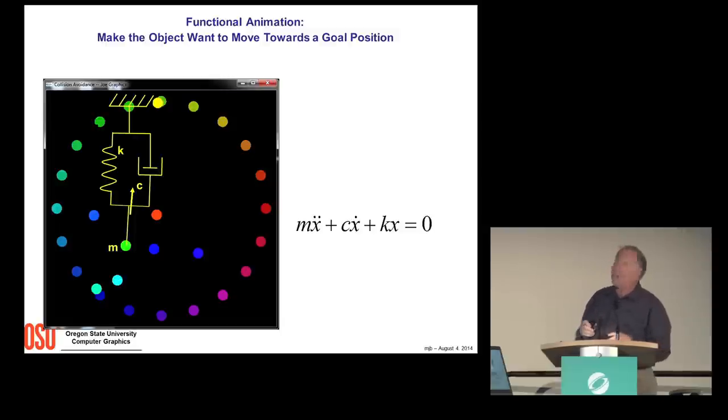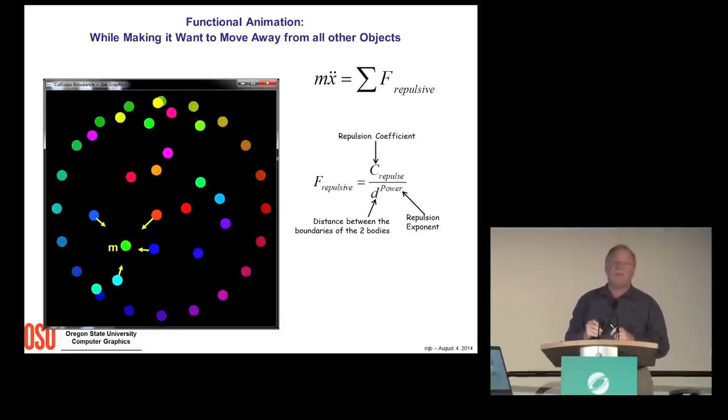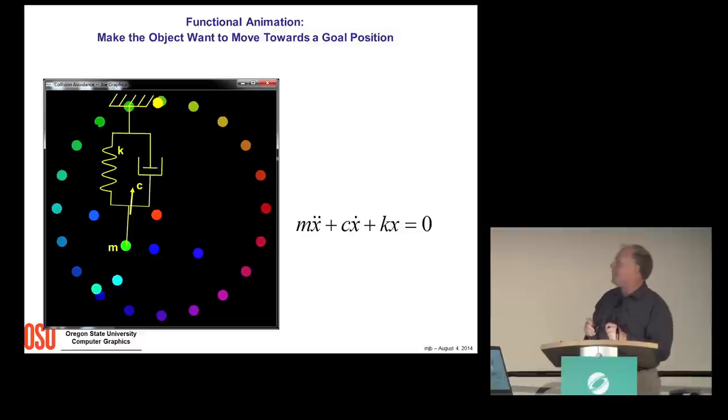Okay? They're now going to try and avoid each other. I don't want them to hit each other. What can you do? Well, in the same way that right here we were making up fake forces, let's make up some more fake forces. And the fake forces we're going to make up is, let's have a repulsive coefficient.